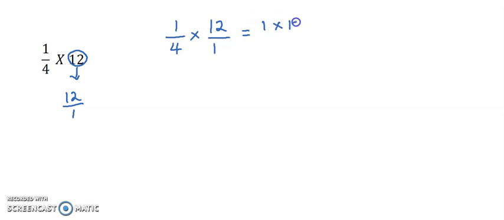Now we just carry on the way we know. 1 times 12 and 4 times 1. Is there anything that, okay, let's do it both ways. 1 times 12 is 12. And 4 times 1 is 4. We can look at this now. We realize that this is an improper fraction. So we have to convert this improper fraction to a mixed number. And I have a video on how to do that, so I'm not going to go through it. But we know that 12 divided by 4 is going to give us 3. So the answer here is going to be 3.